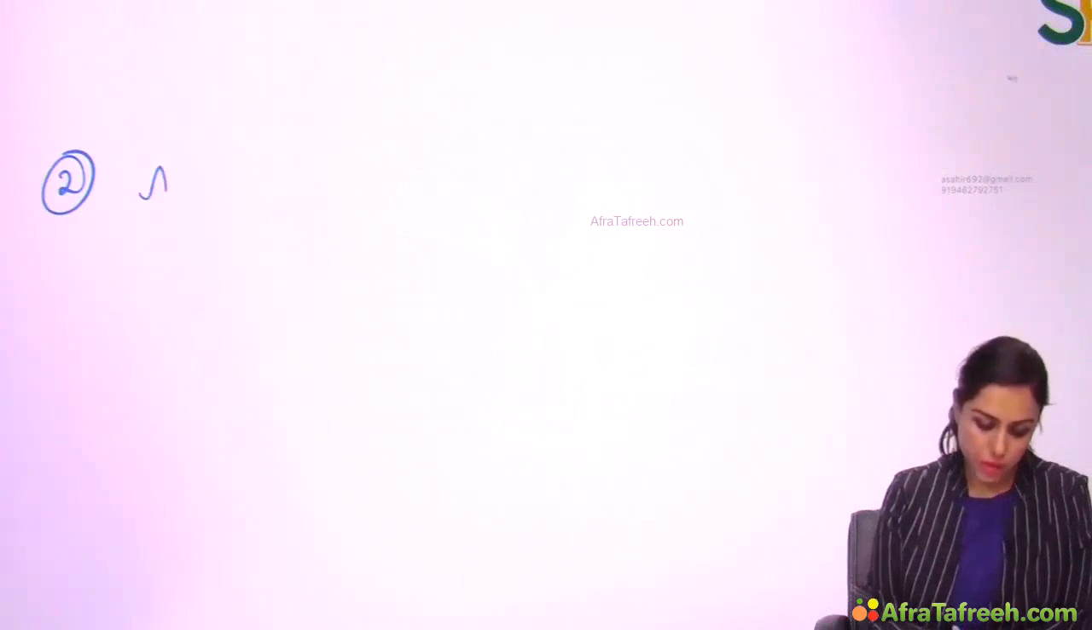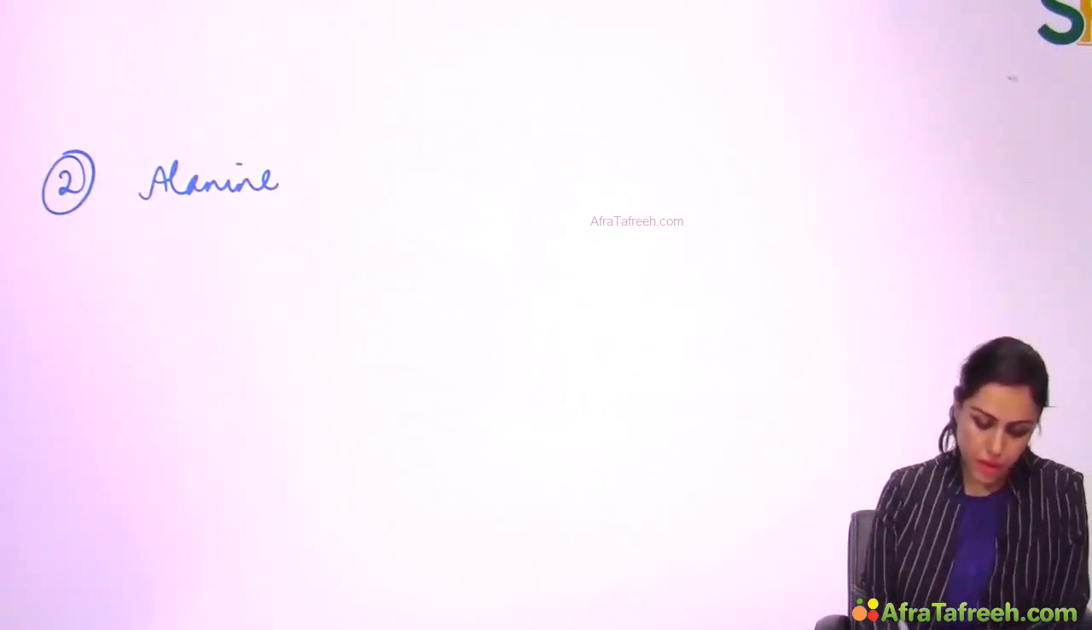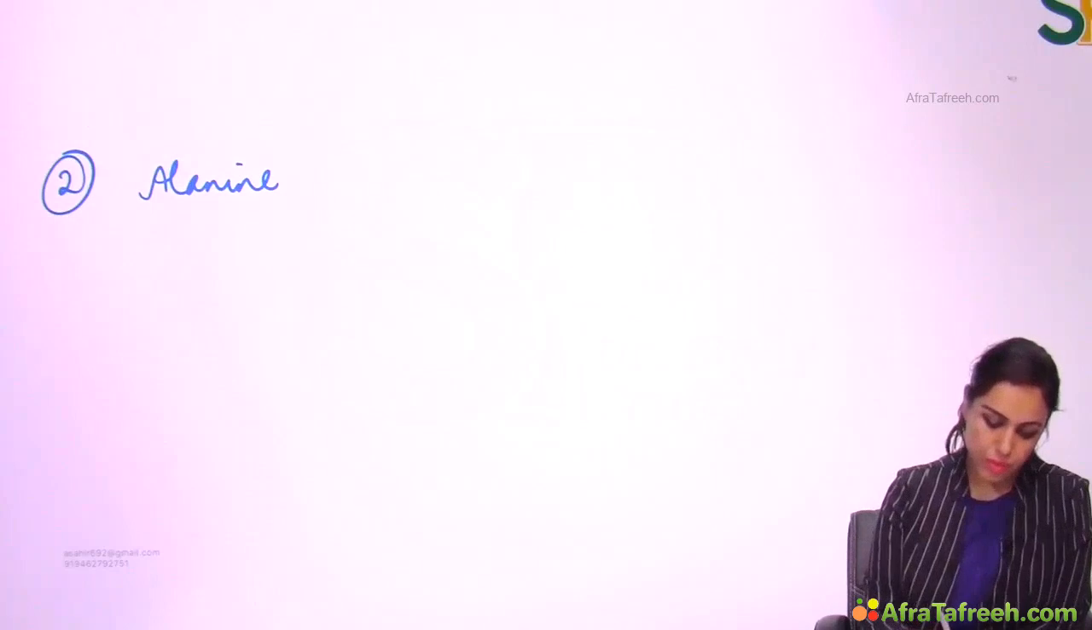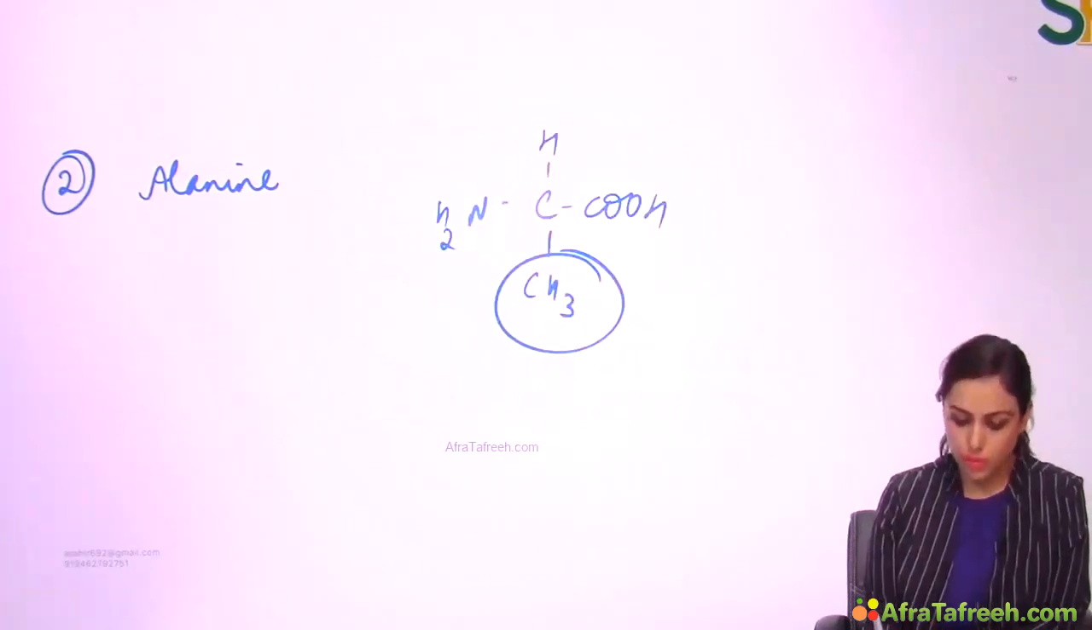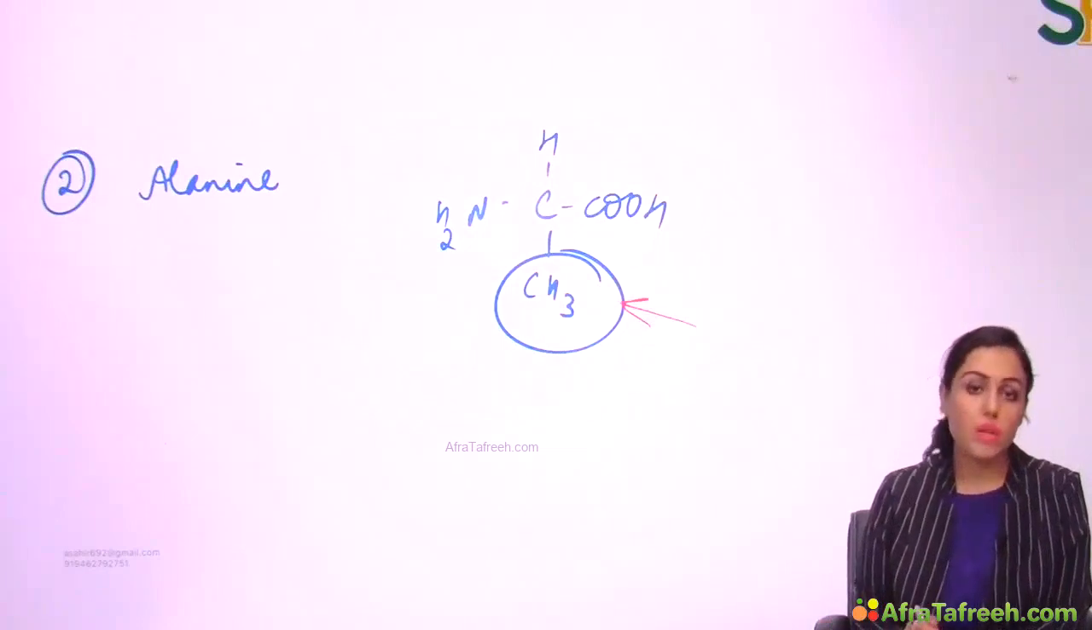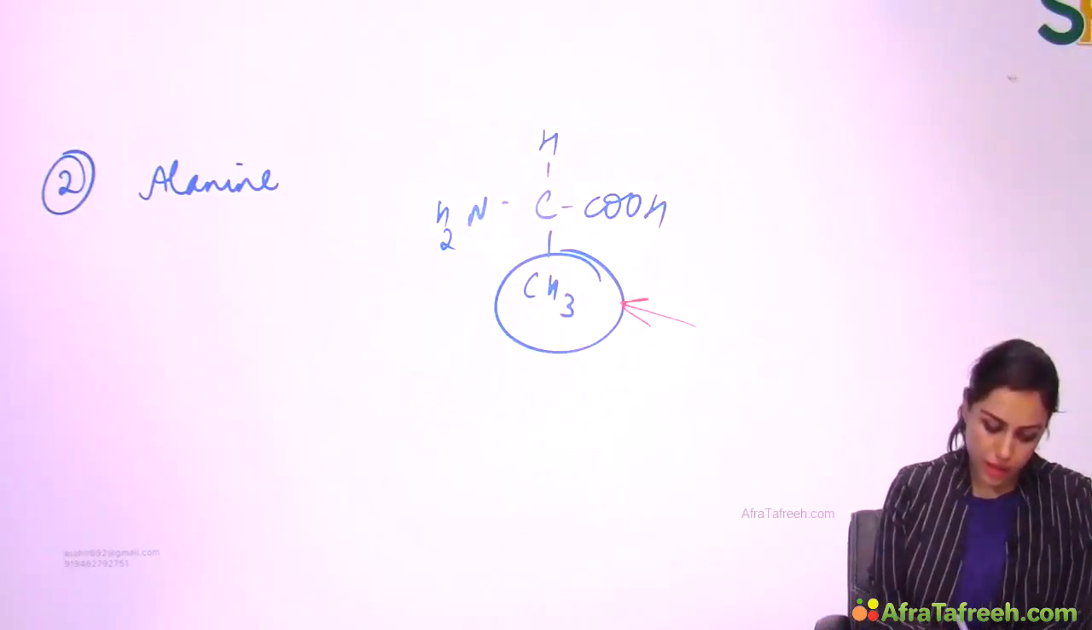Now coming to the next amino acid, alanine. Let's make the structure. Alanine structure will be carboxyl here, amino here, hydrogen here, and the side chain, you know, is a simple methyl group here. Now the simple methyl group also can be added in the body. We can add this methyl group in the body. So again, alanine is also non-essential.